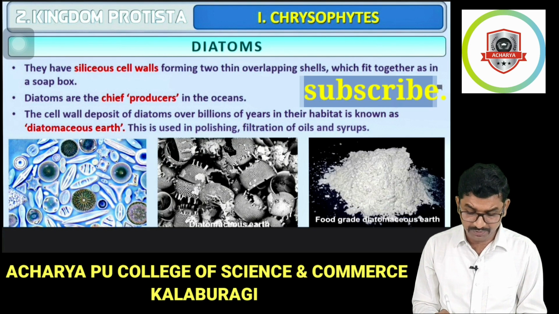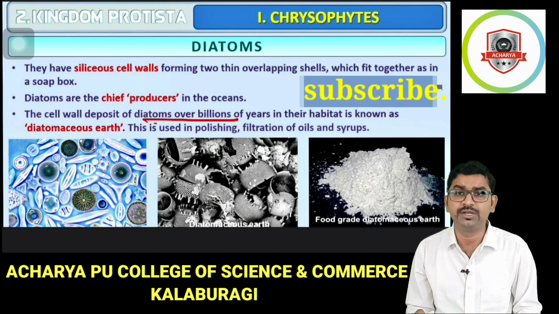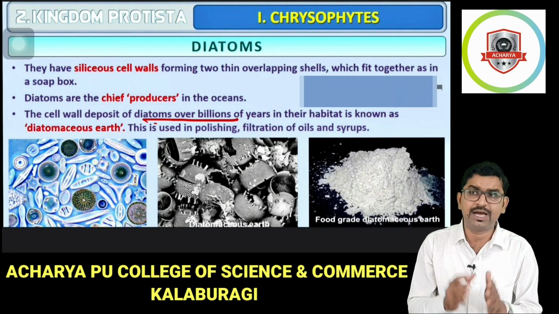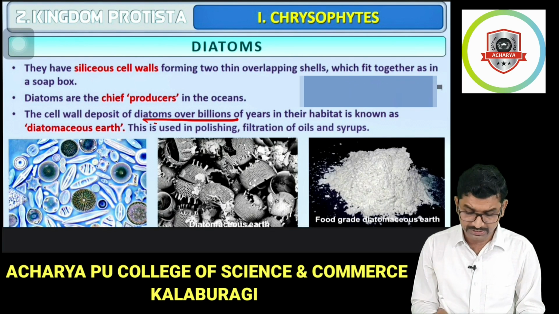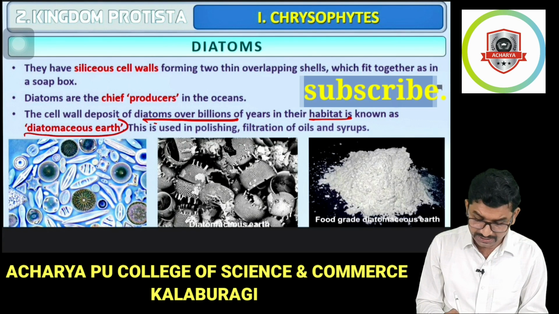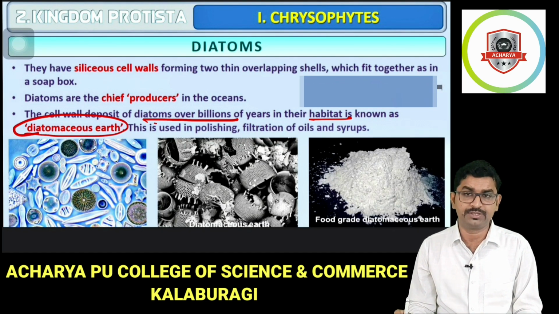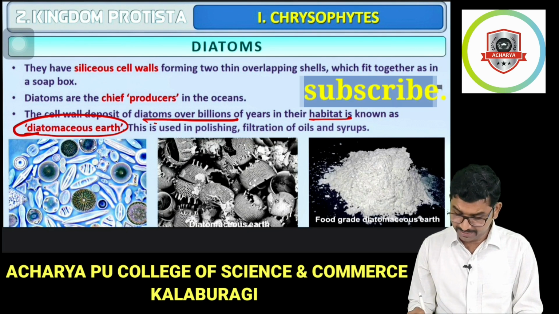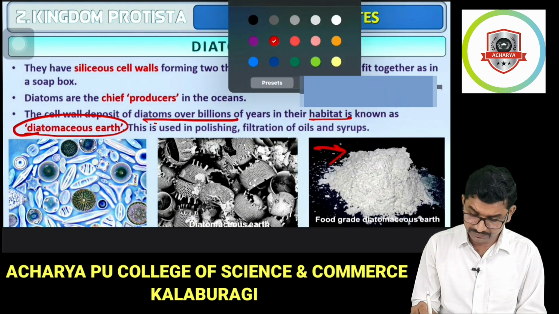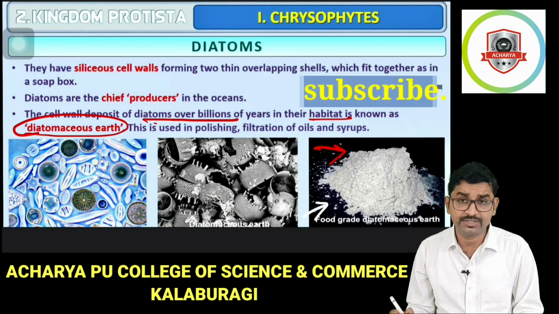The cell wall deposits of diatoms, when they are deposited for many years and found in their habitat, that is called diatomaceous earth. That is called diatomaceous earth. You can see here, I have shown it on the slide. This is the diatomaceous earth.